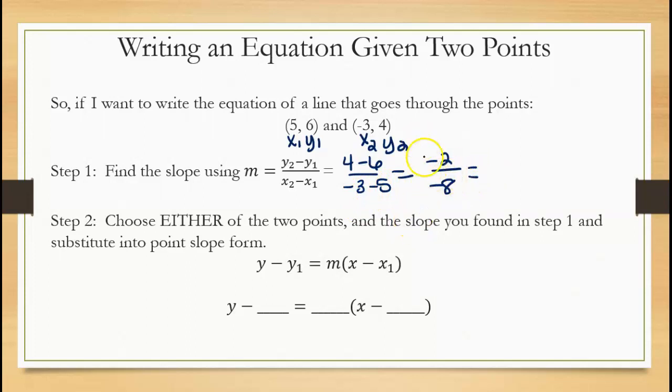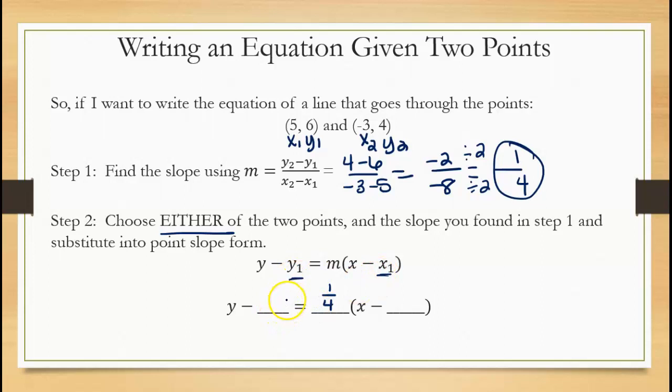This should be reduced. A negative divided by a negative becomes a positive, so we take the negatives off, and 2 and 8 are both divisible by 2. 2 divided by 2 is 1, 8 divided by 2 is 4, so your slope here is 1/4. Now, you can choose either of the 2 points. It doesn't matter which one. They're both 2 points on the same line. They both have the same slope, and substitute into your point slope form.